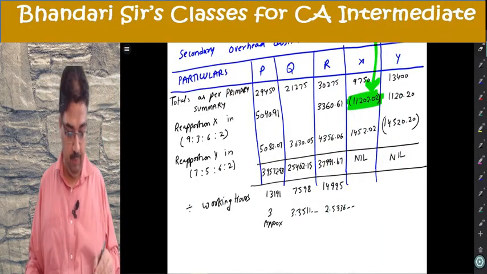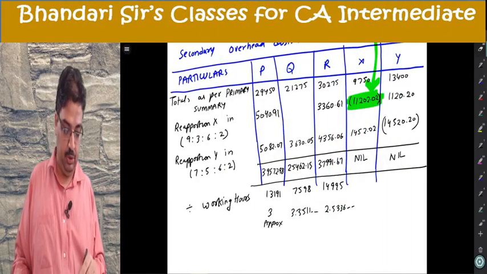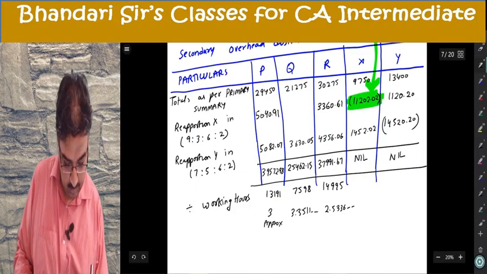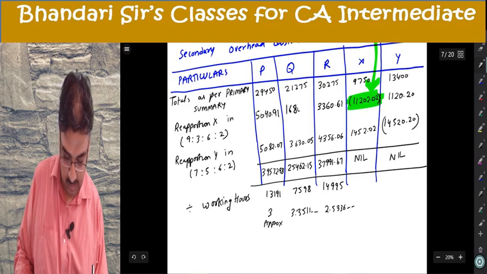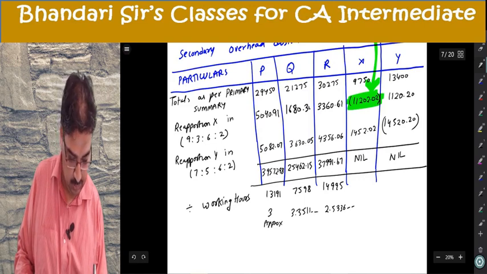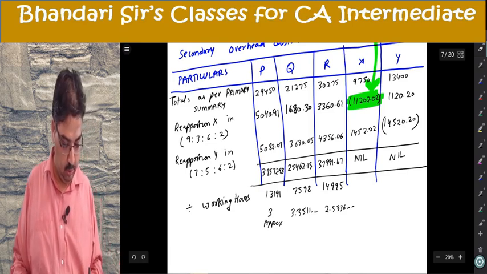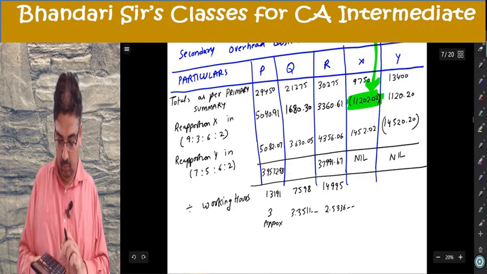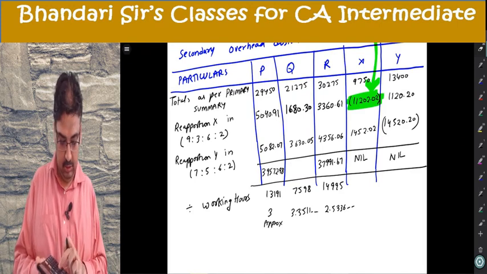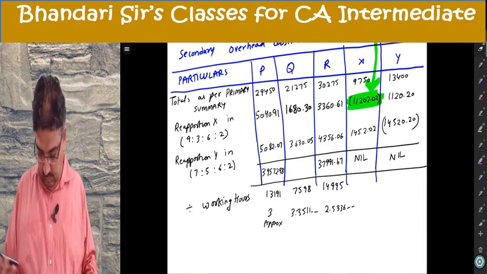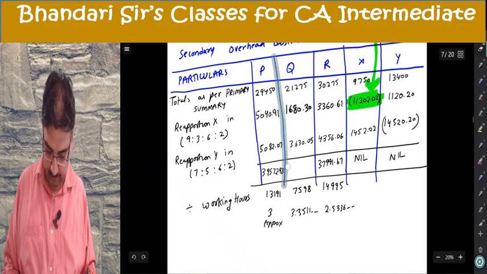On rechecking, I found one error while reapportioning X in Q department. So you can correct that for sure. It is 1680.30. So once that is changed, the total will also change. 1680.30, 3630.05 plus 21275. I am having 26585.35.